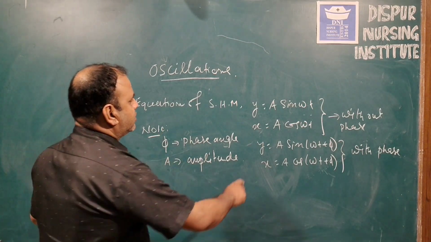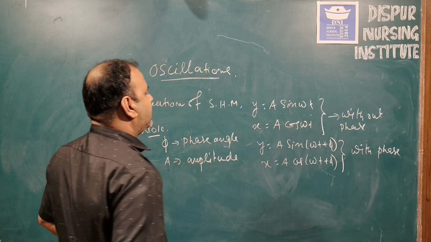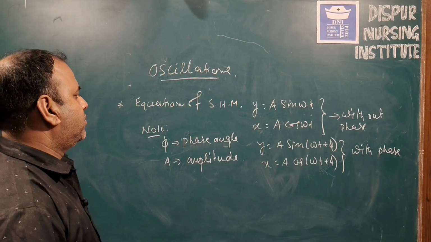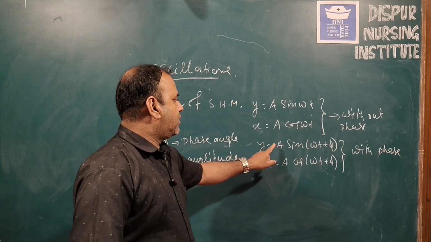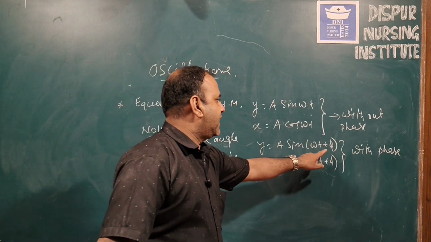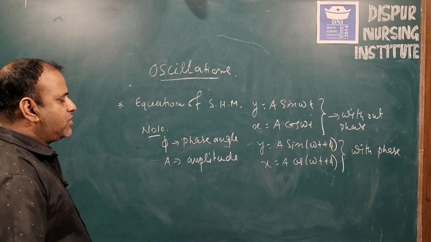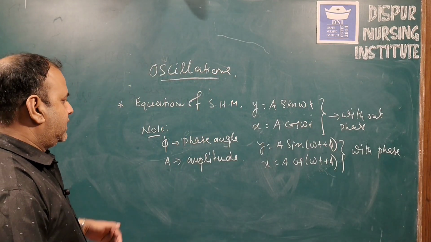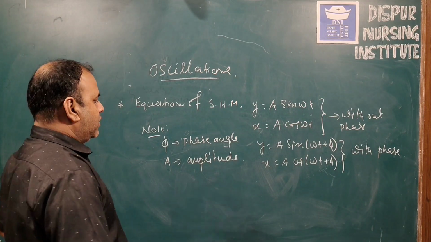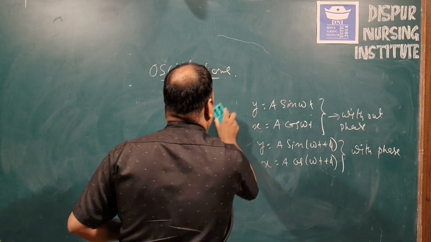Now these are the equations we already covered: y is equal to a sine omega t, x is equal to a cos omega t, and y is equal to a sine of omega t plus phi. This one is with phase, where phi is the phase angle, and the other is without phase. Now using these equations I am going to discuss one question, and this question is very important for you.